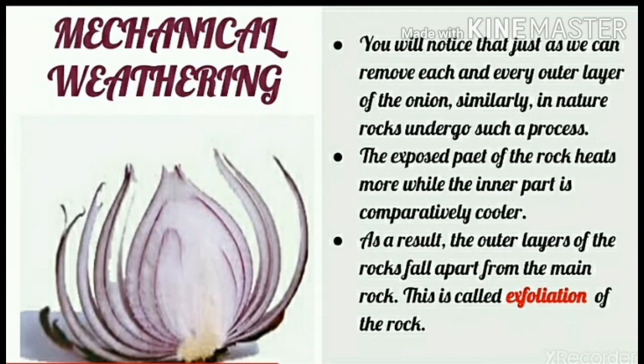Look at this. You will notice that just as we can remove each and every outer layer of the onion, similarly in nature, rocks undergo such a process. The exposed part of the rock heats more while the inner part is comparatively cooler. As a result, the outer layer of the rocks falls apart from the main part. This is called the exfoliation of the rock.